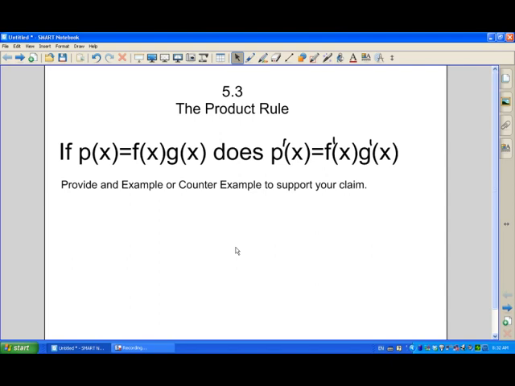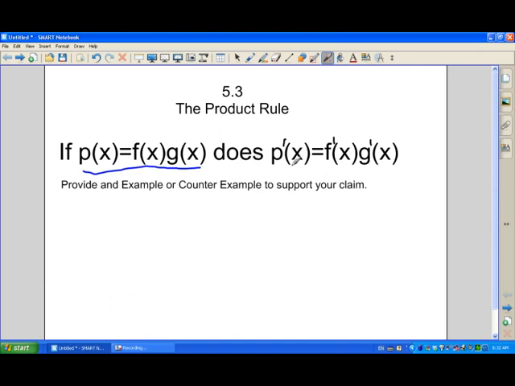Hello everyone. In this video we are going to be talking about another rule for finding the derivative. This rule is called the product rule. We want to start by looking at a situation. If I have a function that's the product of two other functions being multiplied together, so here p of x equals f of x times g of x.